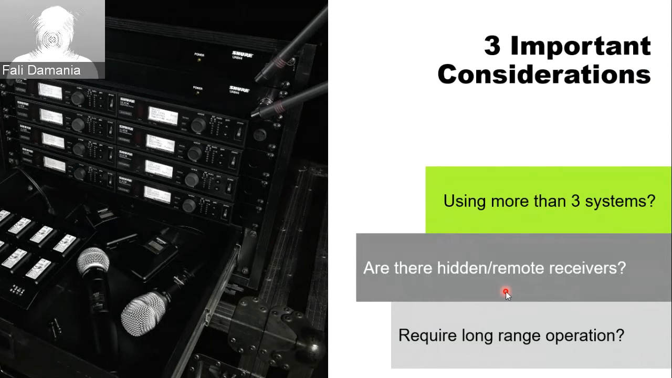And next is, do you require long range operation? The design would be very different for a broadcast studio, which maybe has an area of maybe 2,000 odd square feet. And the design might be very different if you're getting into a large football arena, and now you require coverage to actually happen in an area that might be 20,000 square feet, let's say. So these three main considerations are very important when designing the system.